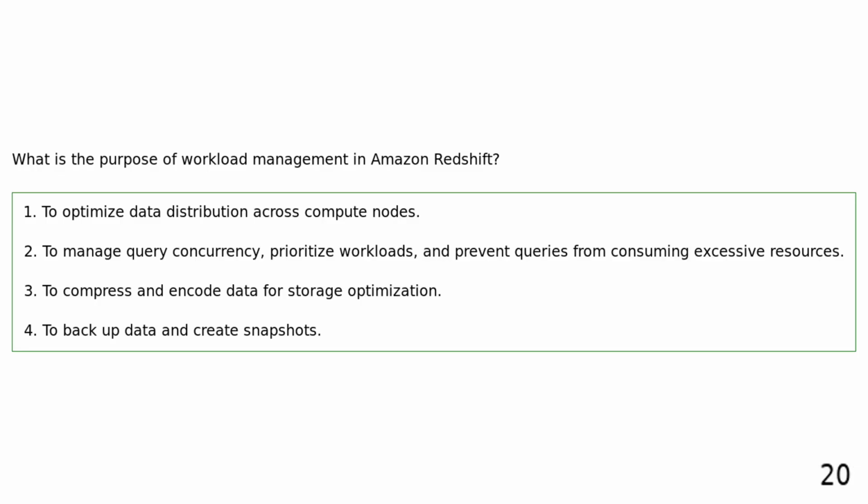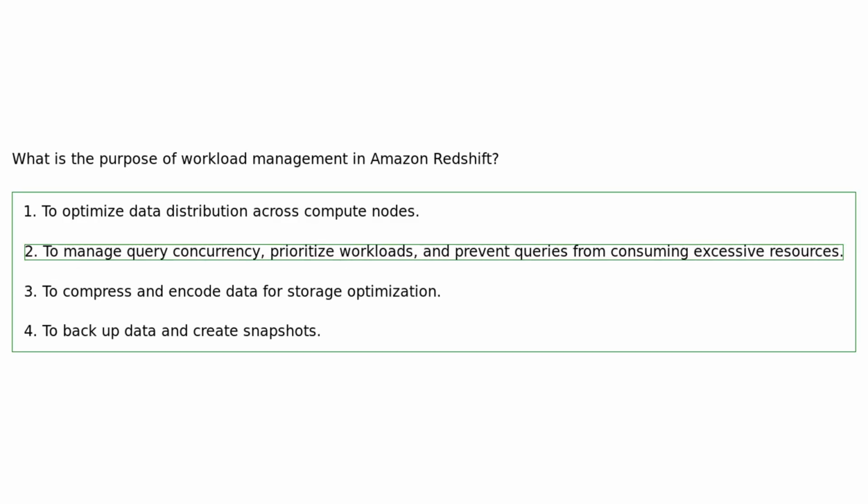What is the purpose of workload management in Amazon RedShift? To optimize data distribution across compute nodes. To manage query concurrency, prioritize workloads, and prevent queries from consuming excessive resources. To compress and encode data for storage optimization. To back up data and create snapshots. Workload management in Amazon RedShift allows you to manage query concurrency, prioritize workloads, and prevent queries from consuming excessive resources, which can help ensure consistent performance and prevent resource contention.